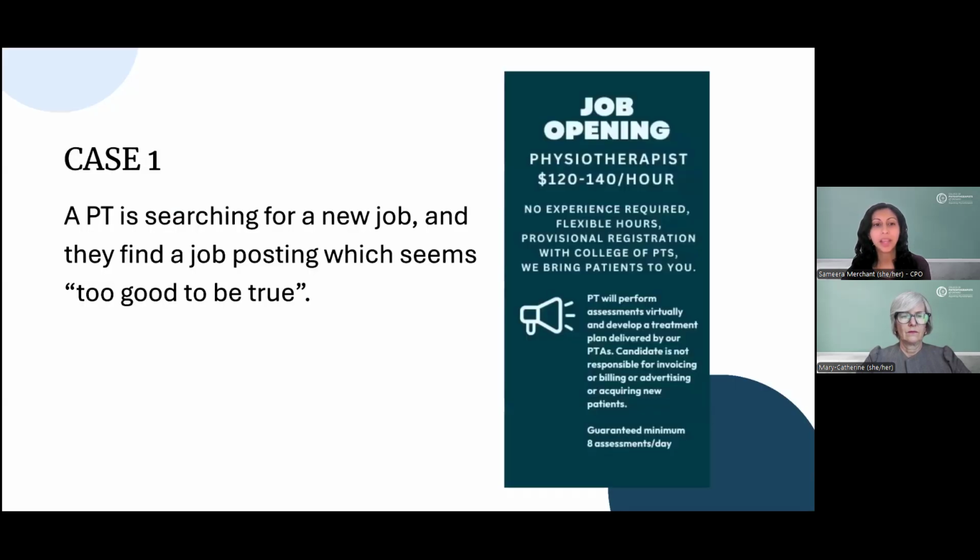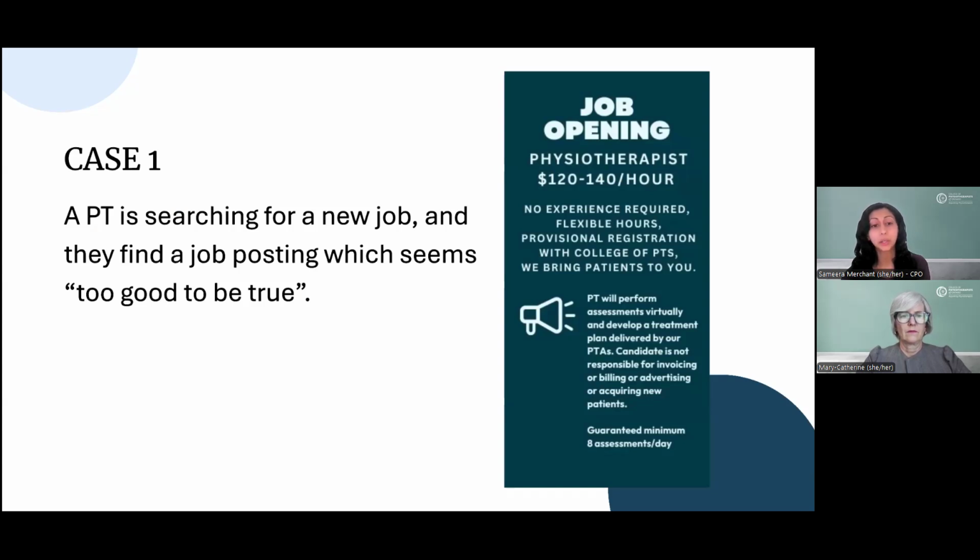Case 1, too good to be true. A PT is searching for a new job, and they find a job posting which seems too good to be true. The clinic owner runs a business where a physiotherapist, PT, conducts only initial assessments virtually.